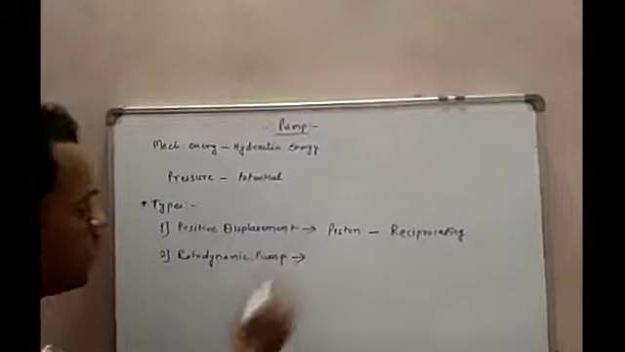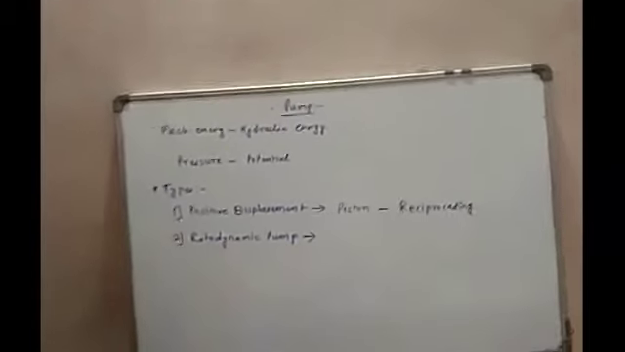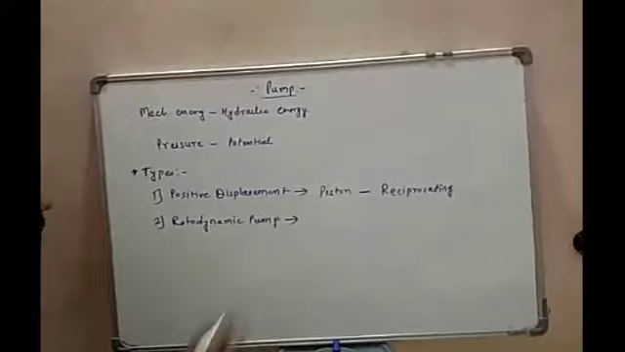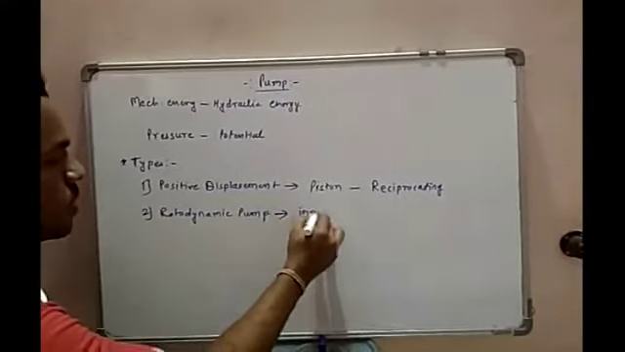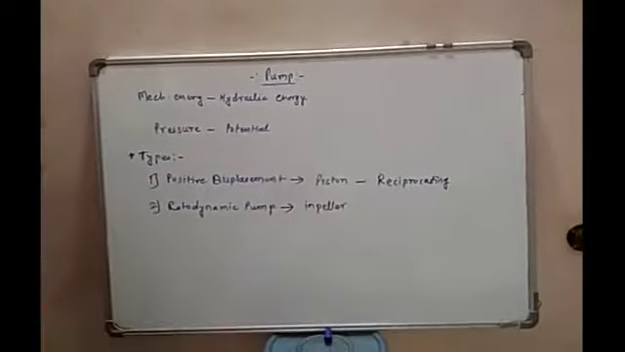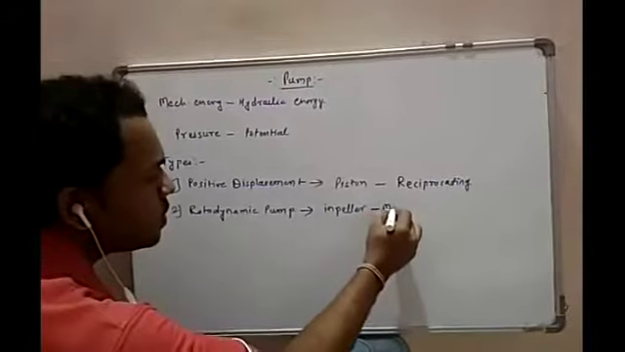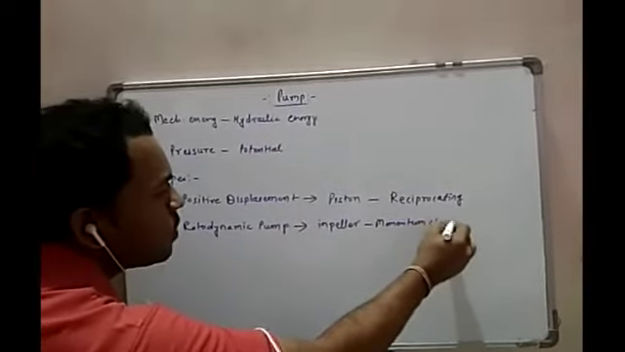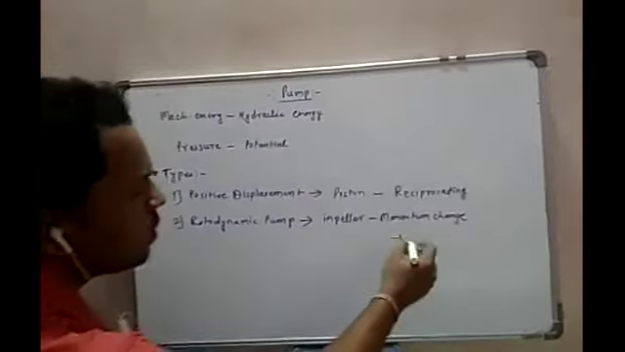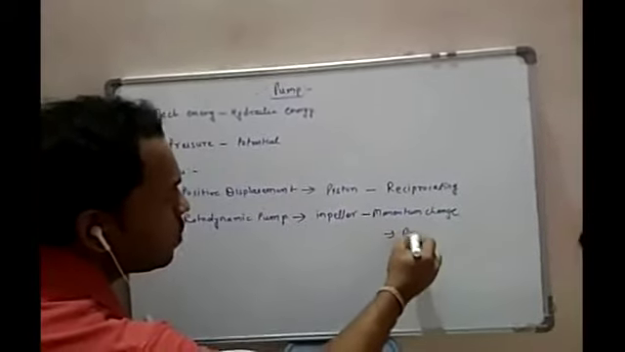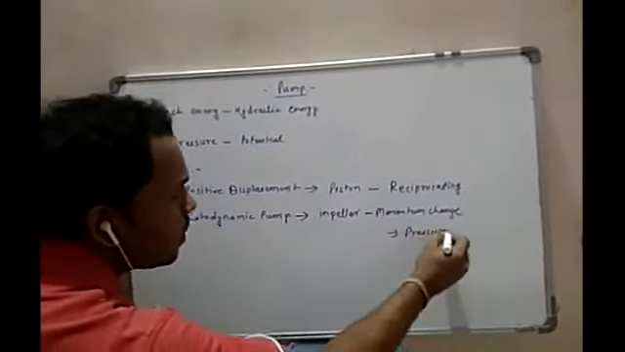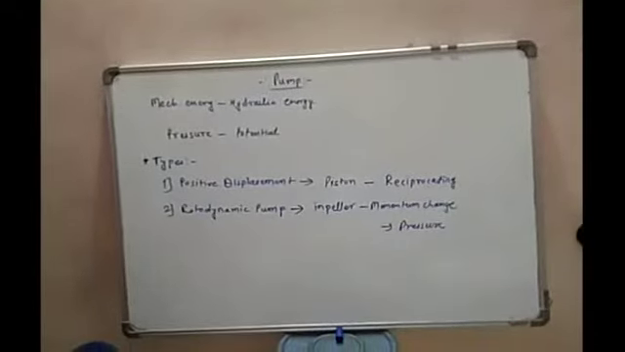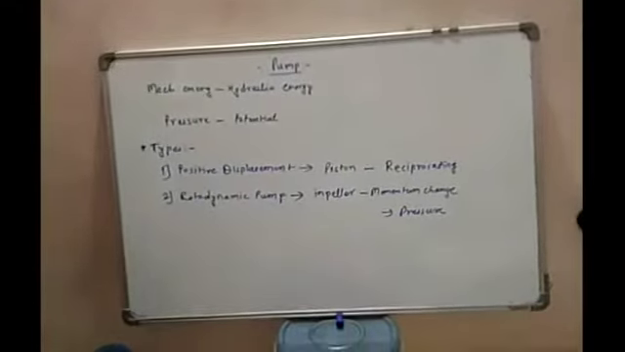Then the next is the rotodynamic pump. In this case, there is a component like an impeller which will be continuously rotating, and through this impeller the flowing fluid will be passed. As the flowing fluid passes through the impeller, its momentum gets changed. As the momentum changes, that energy or the pressure will go on increasing, and then further this pressure will be converted to the potential energy as the fluid is getting lifted up and getting stored.